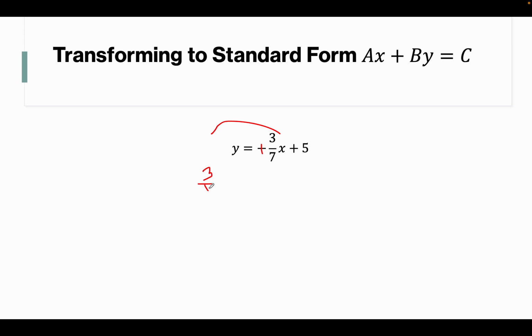3/7 x plus y equals 5. Now you might be confused because here my a is 3/7, I wrote 3, my 7 is funny, that's why. And I have y here that does not have a b. What would b be? It must be 1. Alrighty, so there you go. I'm good to go with standard form.